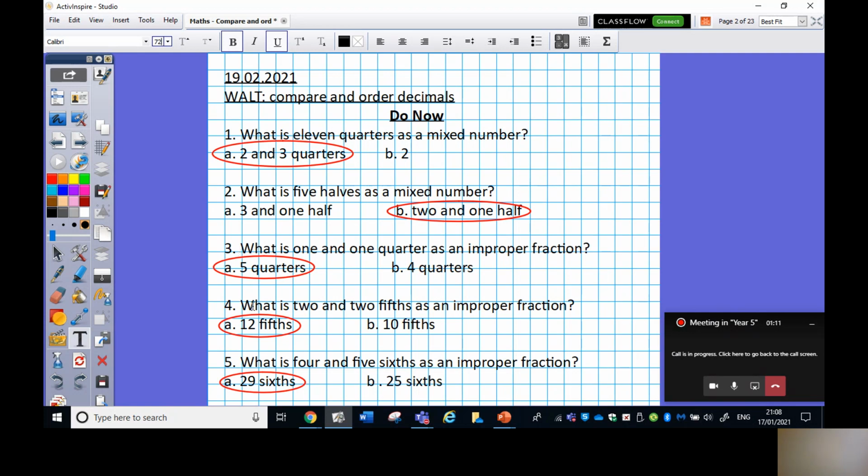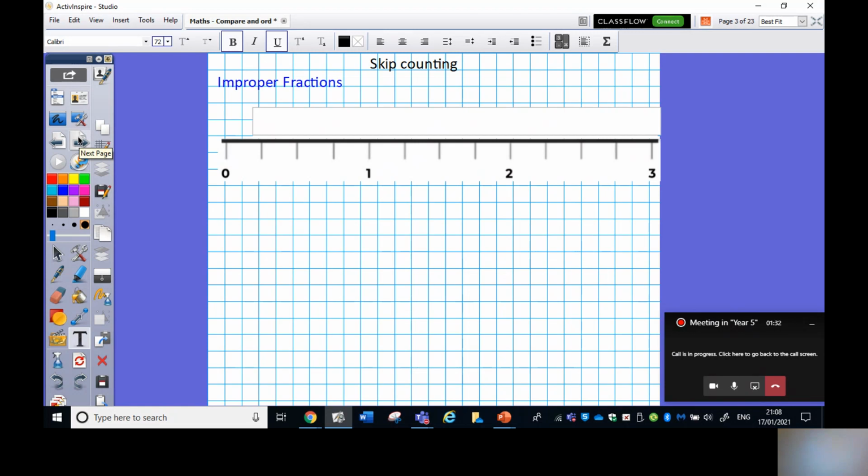5 quarters. Number 4, what is 2 2/5 as an improper fraction? 12 fifths. And number 5, what is 4 5/6 as an improper fraction? It's 29 sixths. Okay, so today we are going to compare and order decimals.